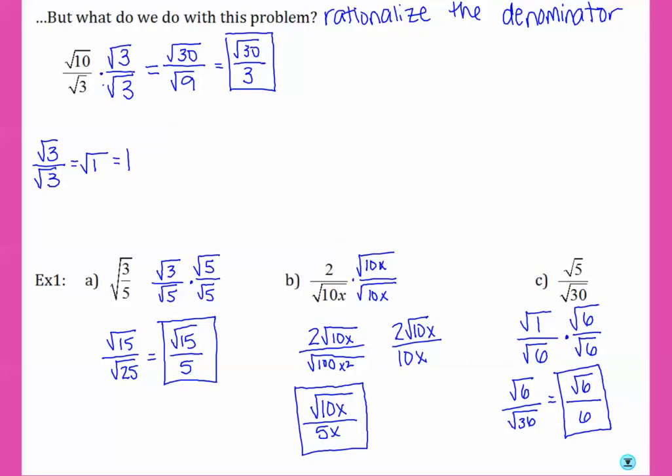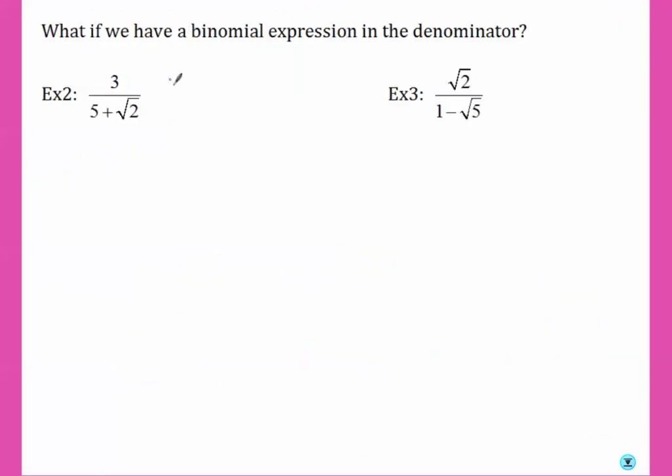Now what if we have a little bit more going on in the denominator? Here we have 5 plus the square root of 2. Let's see what happens if we just multiply top and bottom by the square root of 2. On the top we get 3 square roots of 2.